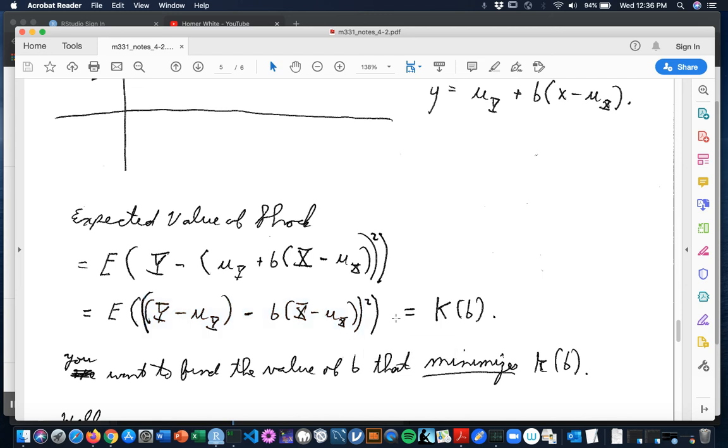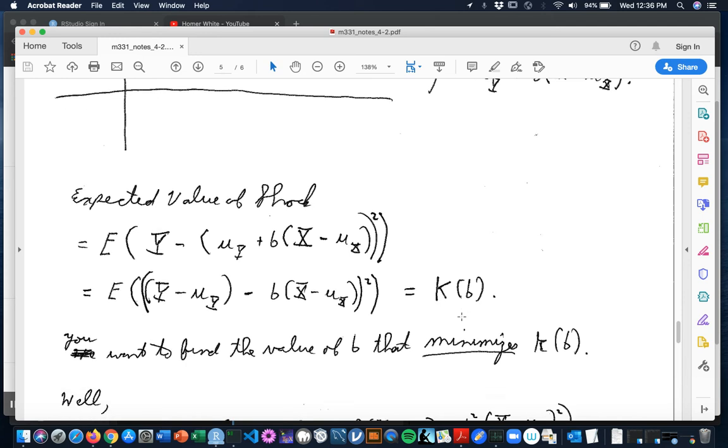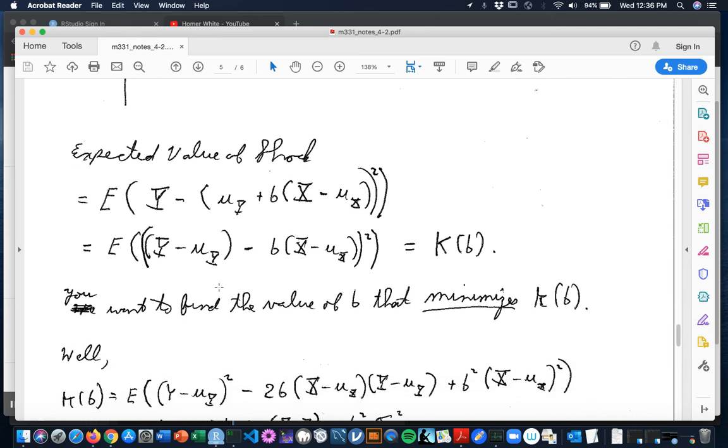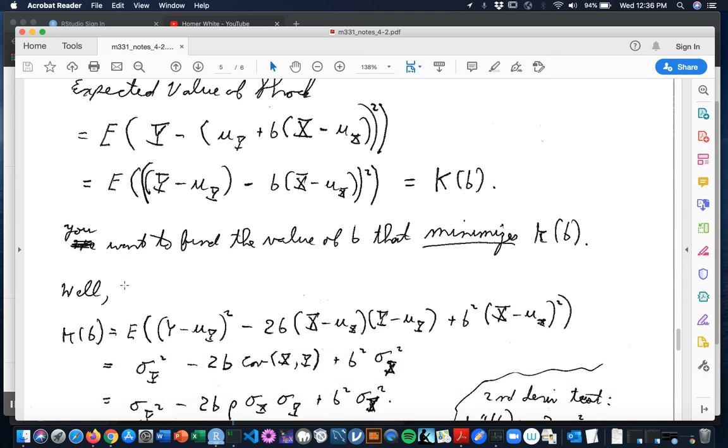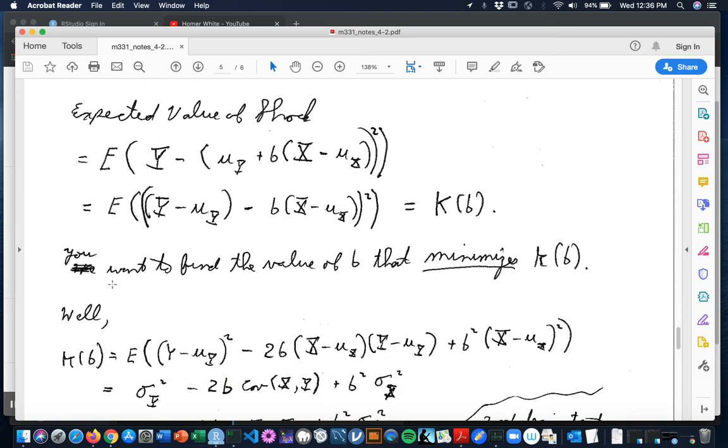Now, once you get the expected value and do all that summation, there's still going to be a b in your answer. So it's a function of b, and I'm going to call it k of b. And you want to find the value of b that minimizes k of b. Well, you can minimize a function by taking the derivative, setting it to 0, solving, finding the critical point, and all that kind of stuff.